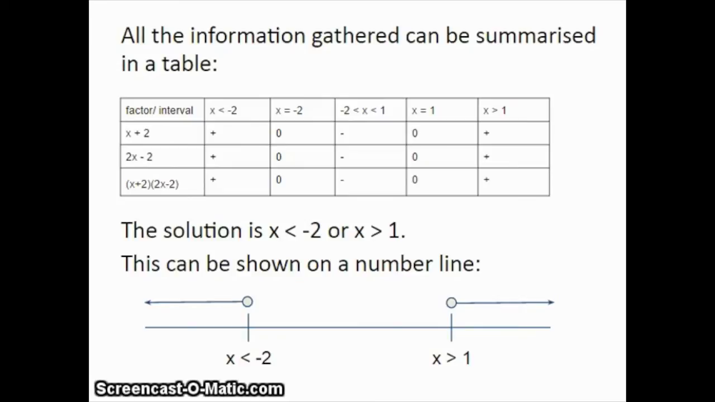All the information gathered can be summarized in this table. This table shows the positive and negative intervals of the equation. From this, we can tell that the solution is x is less than negative 2 or x is greater than 1. This can be shown on the number line. This shows all the intervals where the equation is positive.